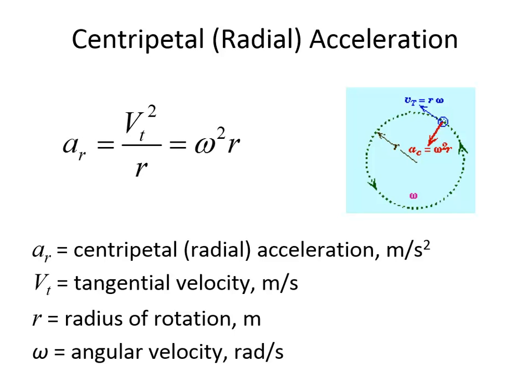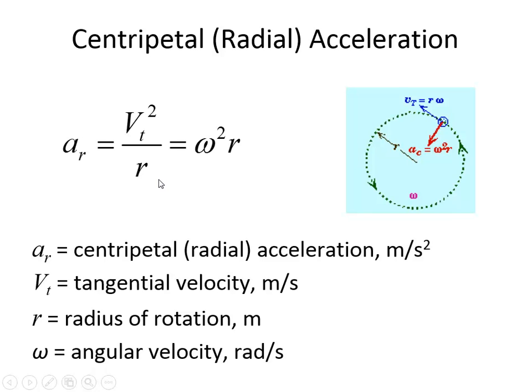Tangential velocity is the velocity measured along the path traced by the end of some rotating particle, like the end of a string spinning in a circle. It is the change in distance with respect to time, and the tangential velocity squared divided by the radius gives you the radial acceleration.